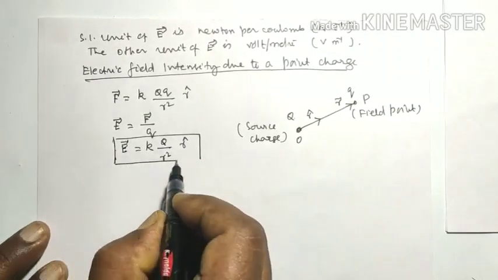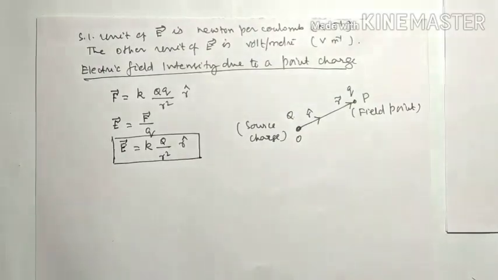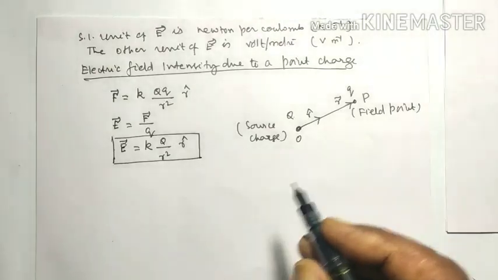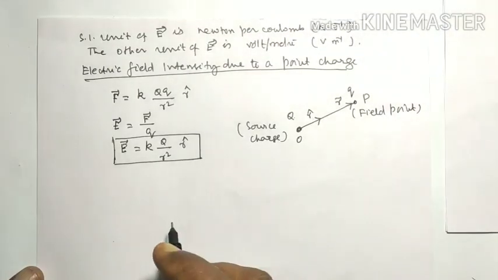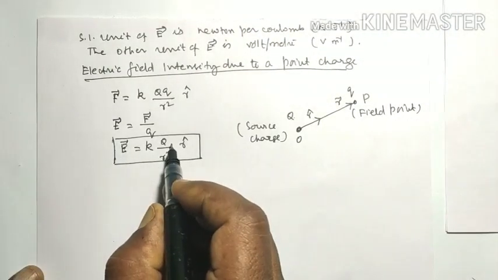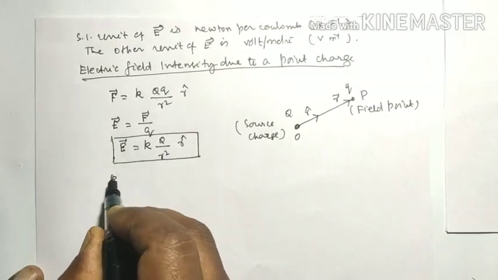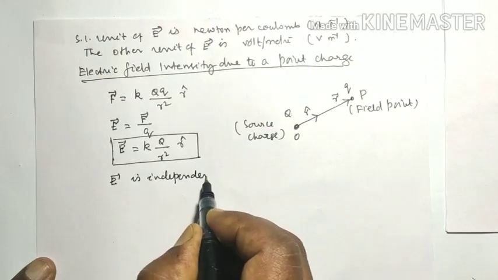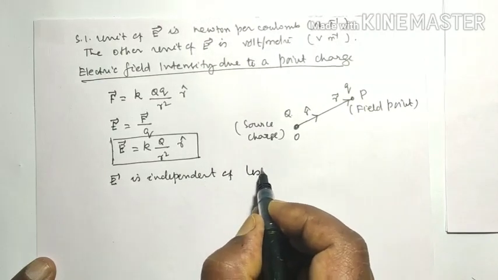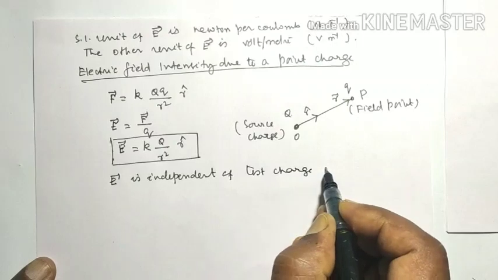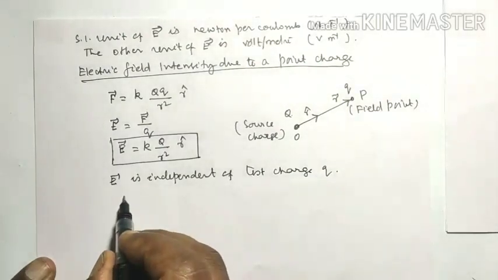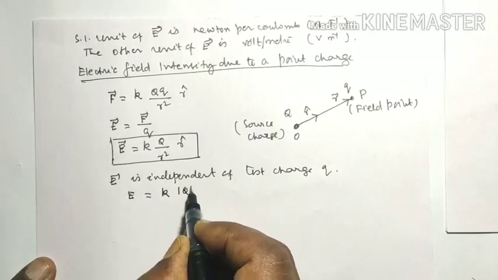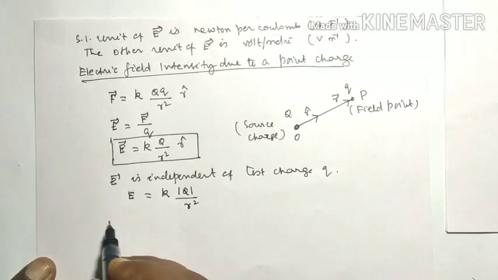So electric field is a vector. It is directed along the unit vector r cap. It is to be noted that E is independent of small q, independent of test charge Q. The magnitude E equal to K mod Q by r square.